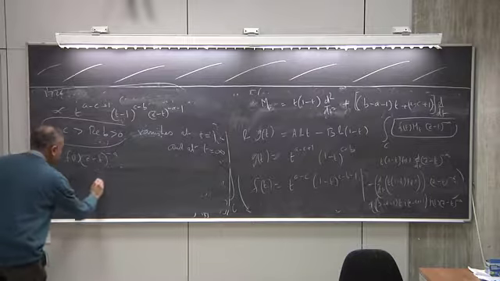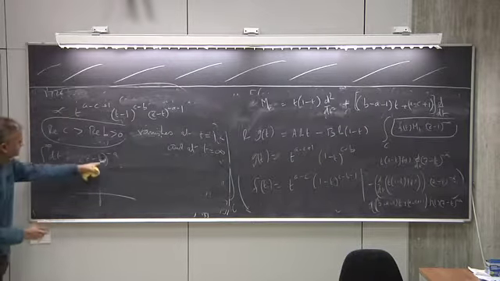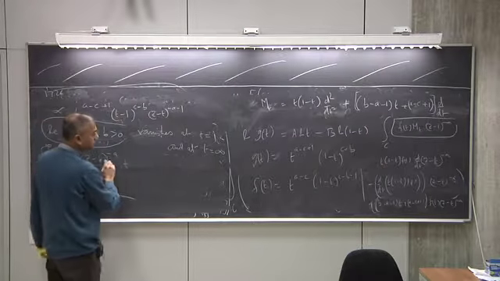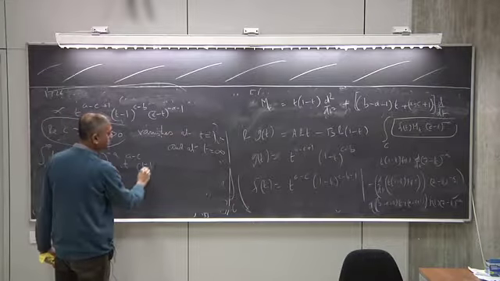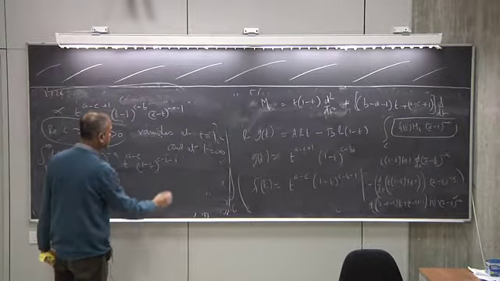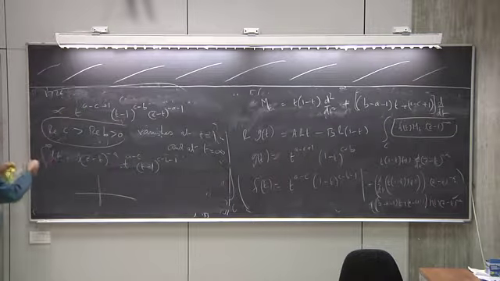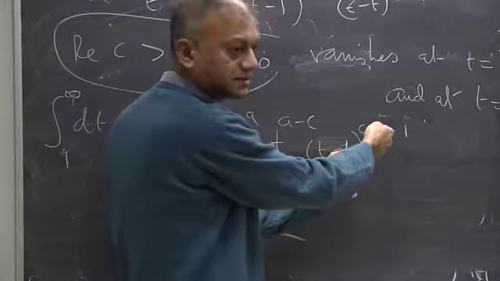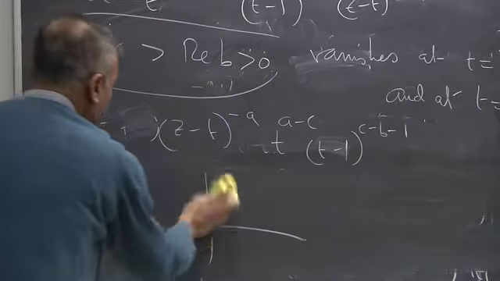For example, if you look at this integrand, let me write it down explicitly: (z minus t) to the minus a, and then what we have is t to the power of a minus c, and (1 minus t) to the c minus b minus 1. Actually, let me write it as t minus 1. It doesn't matter. Up to an overall constant, I don't care. Between 1 minus t or t minus 1, there is a minus to the power of that. That's just an overall constant. I'm not worrying about that.